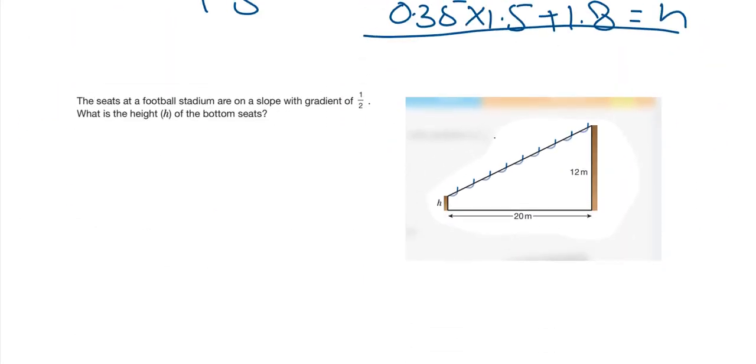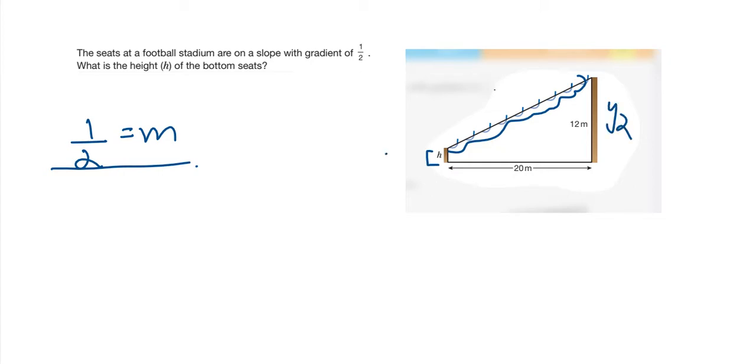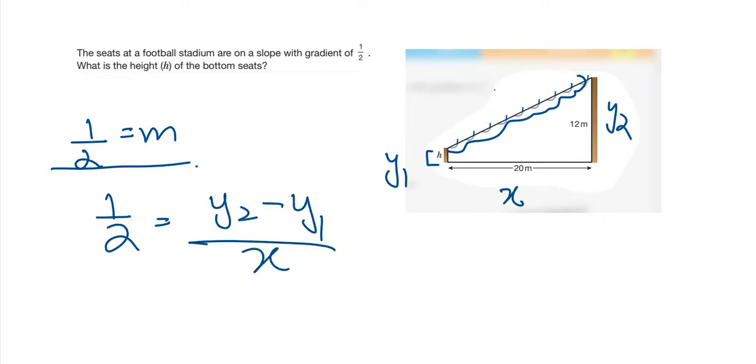Again, we have a seat problem. The seats of a football stadium are on a slope. Okay, this is the slope, with gradient 1 over 2. Just write it as m equals 1 by 2. What's the height of the bottom seat? You can see that y2 is given, y1 is unknown, and we have the x value. So we can easily write y2 minus y1, and over here is the x value. The rest is yours.